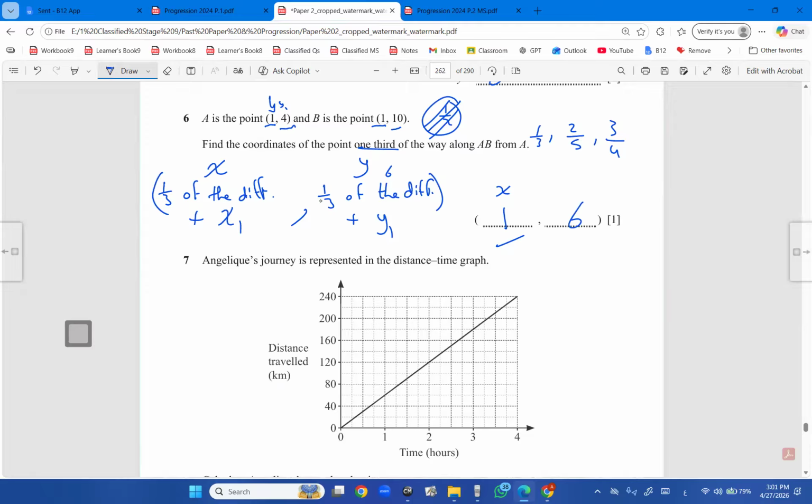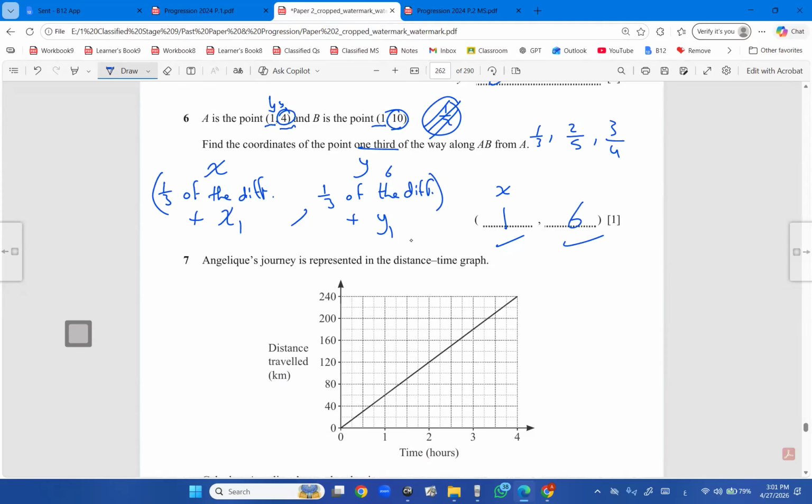Again, I get 1/3 of the difference between the two y's. The difference between the two y's is what? A 6. So 1/3 of the 6 is 2. 2 plus y1, which is 4, is going to give you a 6.